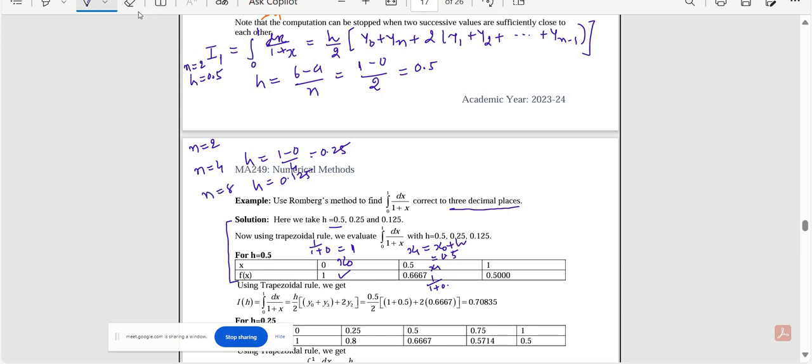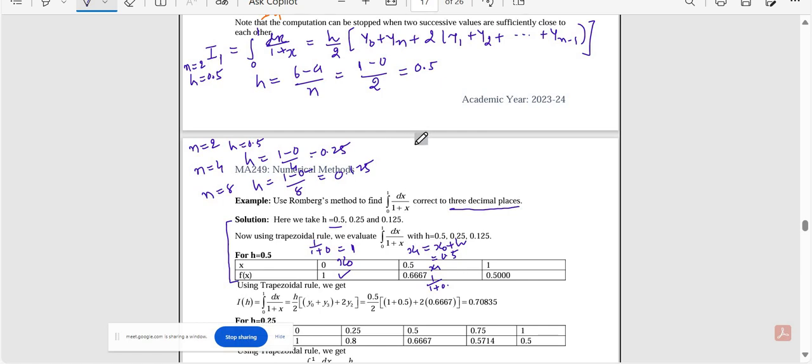You can see here, that will be your 1 minus 0 by 8. What will be your answer? 0.125. Everybody, yes or no? This is your h is equal to 0.5. Understand, everybody? So we have to go up and increase.